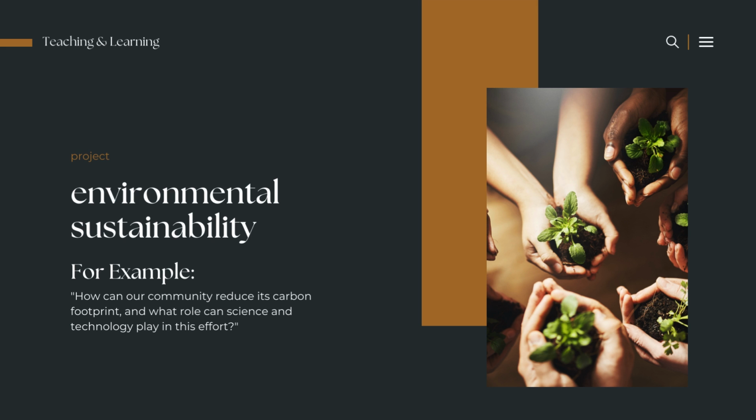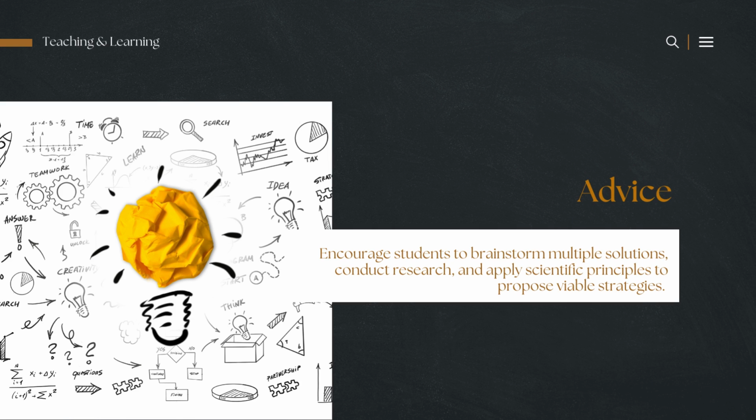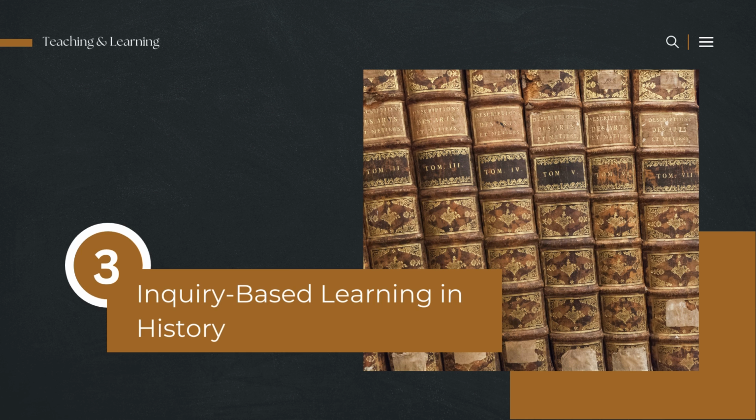Second, project-based learning in science and math. For example, maybe during a project on environmental sustainability, you could ask your students, how can our community reduce its carbon footprint? Or maybe you could ask, what role can science and technology play in this effort? Always be sure to encourage your students to brainstorm multiple solutions. Be sure that they conduct research and that they also apply scientific principles to propose some viable strategies. You want to use your open-ended questions to guide that inquiry and problem-solving process.